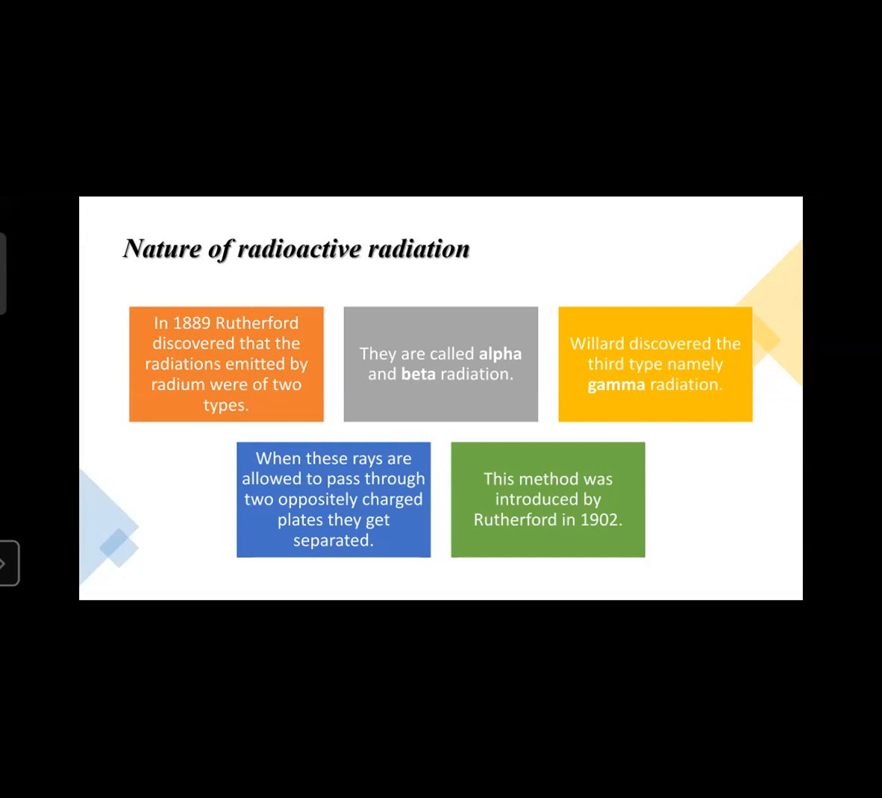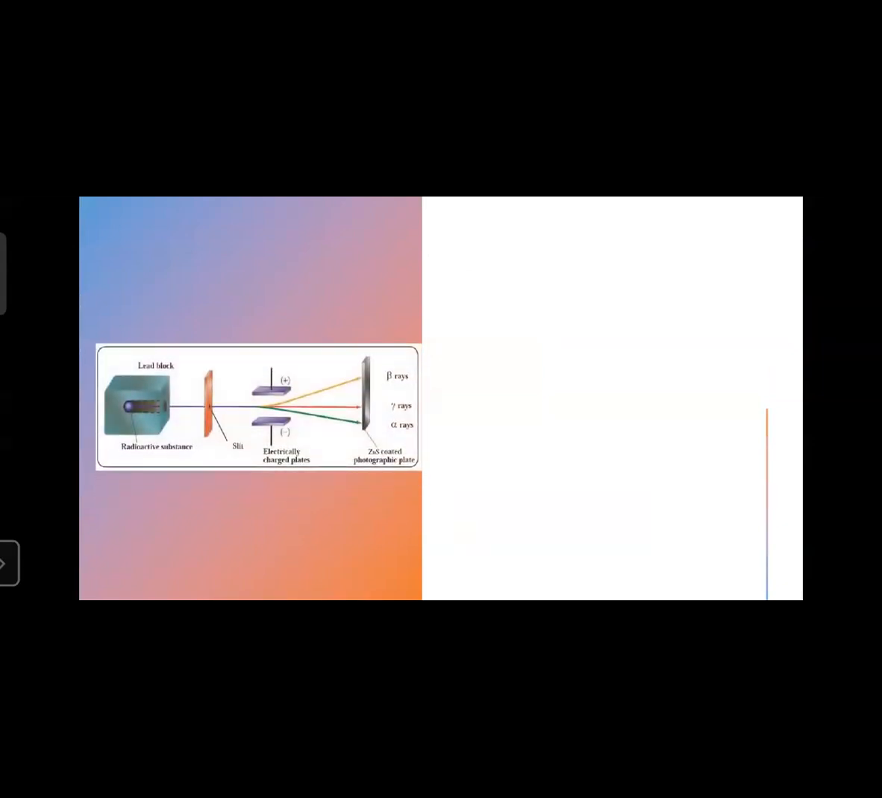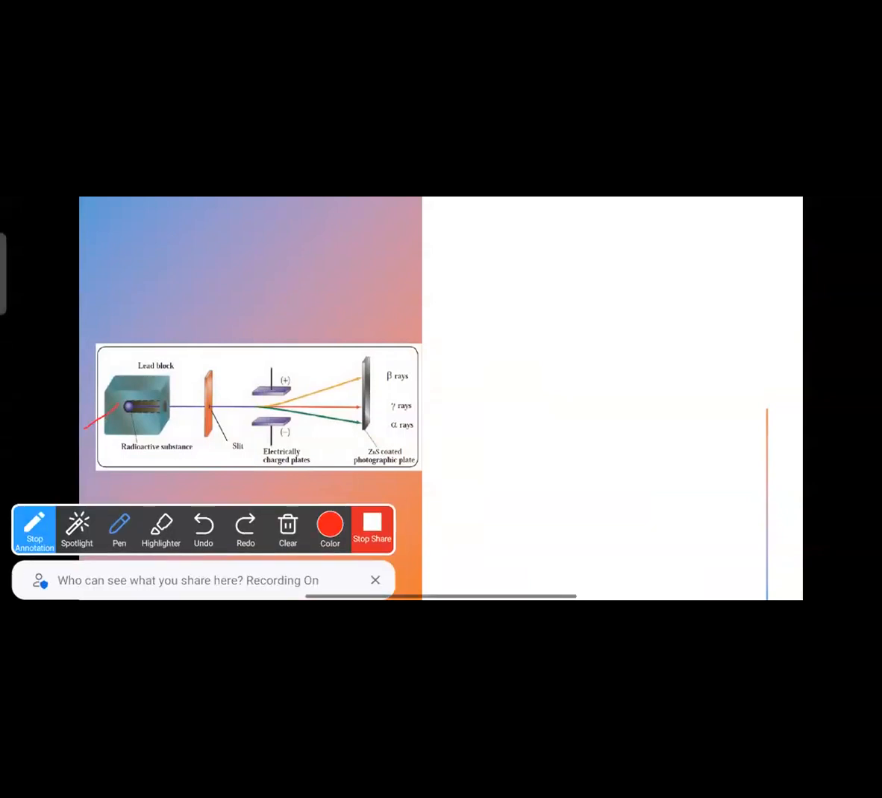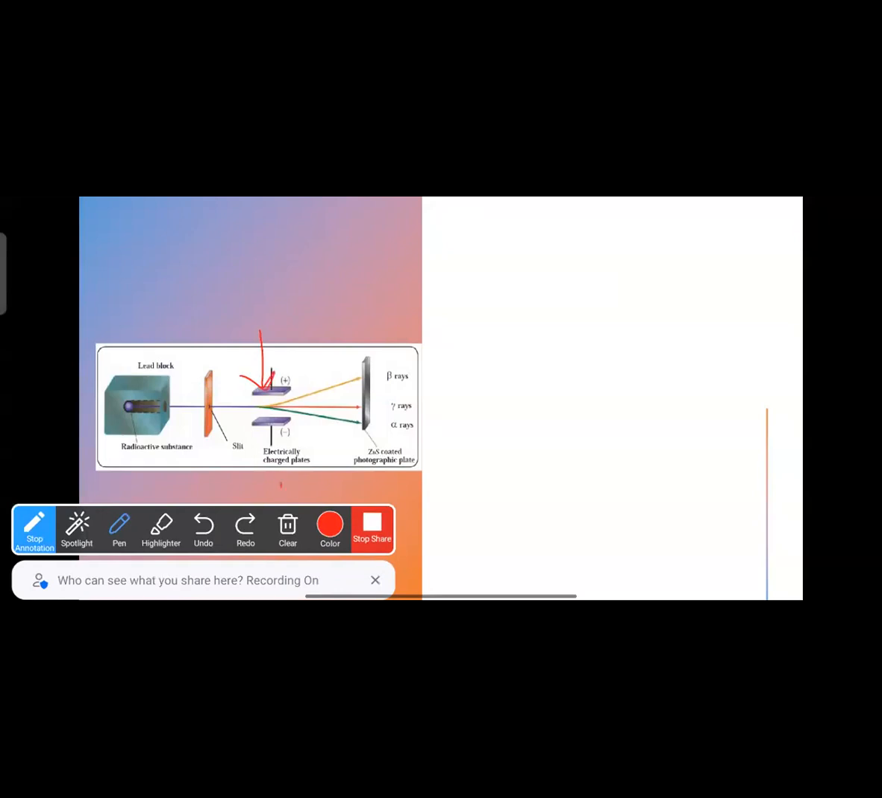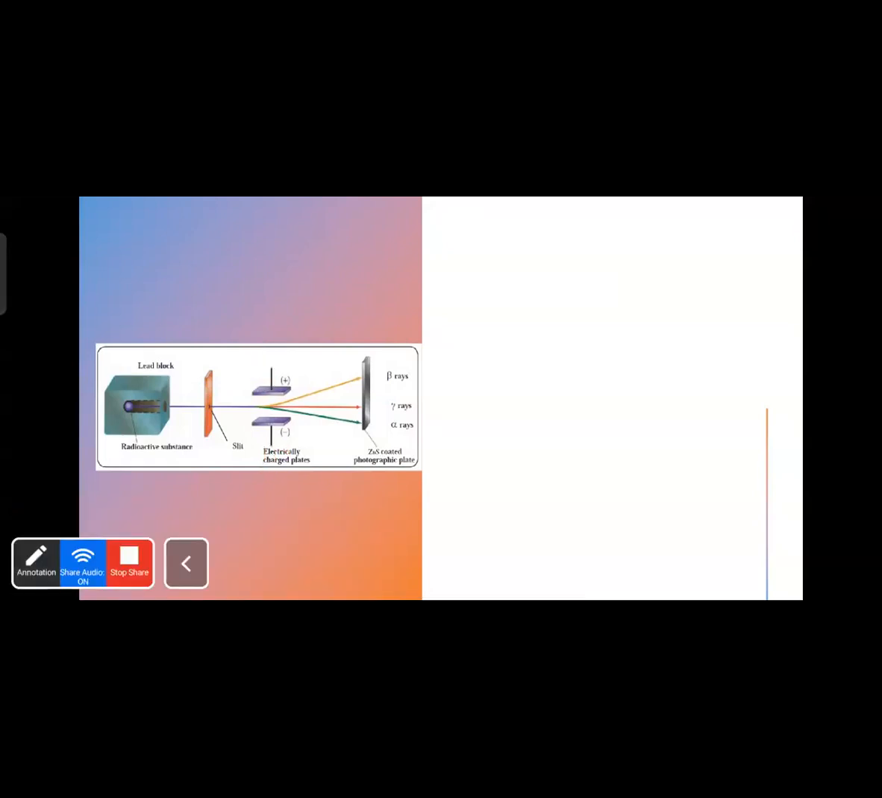When these rays are allowed to pass through oppositely charged plates, they get separated, and this method was introduced by Rutherford in 1902. We will see in detail the experimental setup. This one is the radioactive substance in a lead box. To ensure a single ray, slits are placed in the path. Electrical plates of positive charge and negative charge are placed.